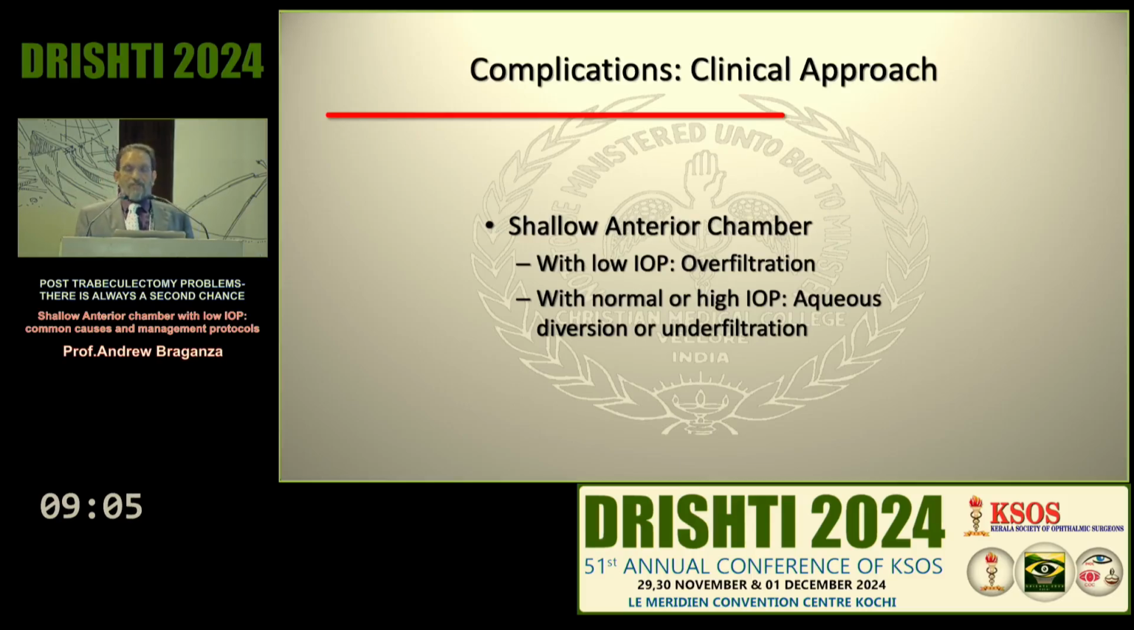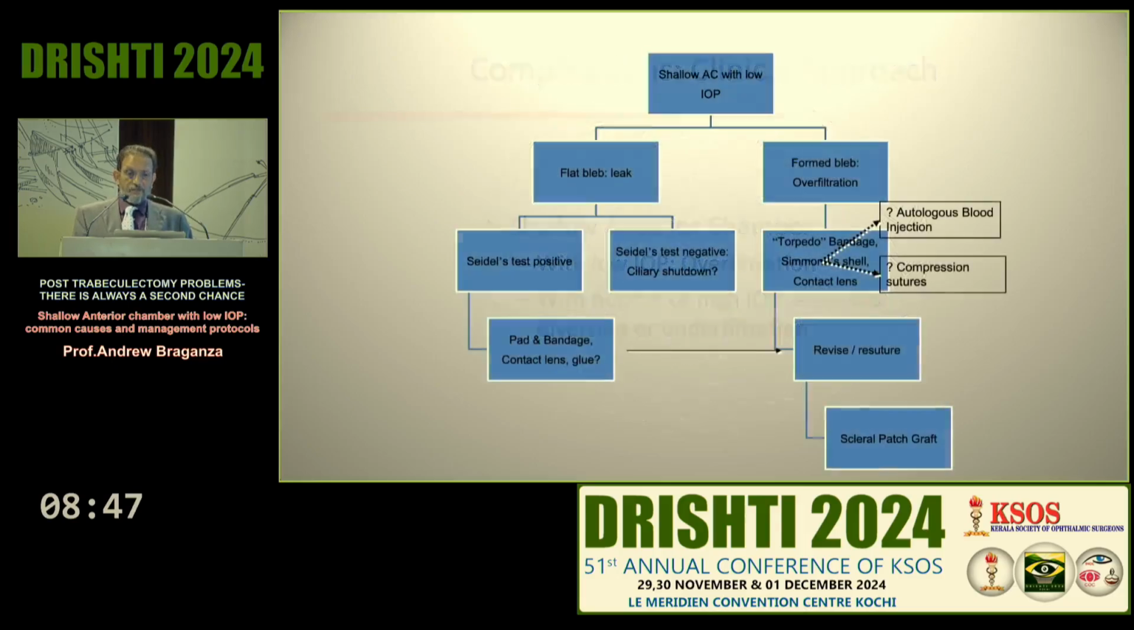I'll go over a clinical approach to a shallow anterior chamber. And basically, one would look to see the IOP next. And if it's a low IOP, you would suspect overfiltration or a leak. And with a normal or high IOP, you would suspect aqueous misdirection or underfiltration. So here's a sort of flow chart. You have the shallow AC with low IOP. You look at the bleb configuration. You have a flat bleb with or without a leak, and you follow this left-hand side flow.